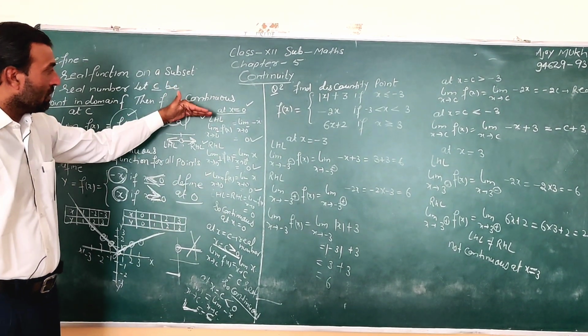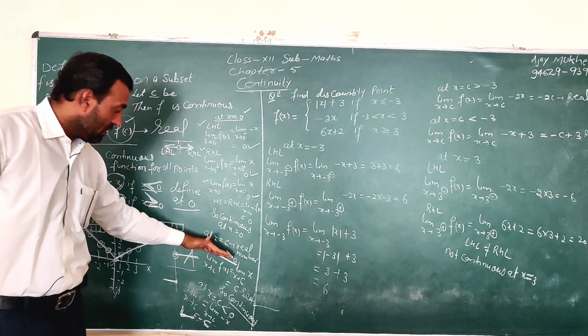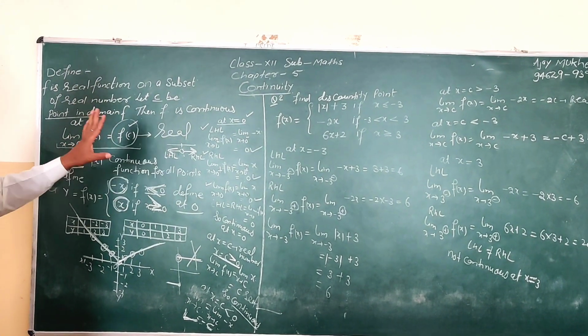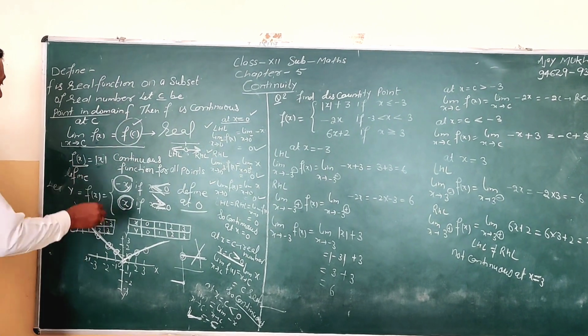So 3 conditions are there: 0, greater than 0, less than 0. In these 3 conditions, the function is continuous. So no point of discontinuity for this function.